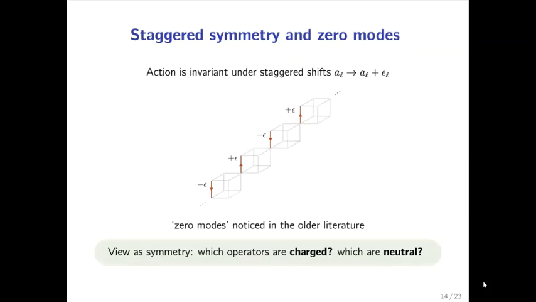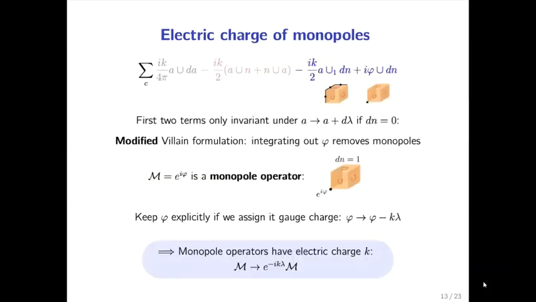Okay, so now let me move on to framing. But, I missed the conclusion of the previous slide. Yeah, so monopole operators are e to the i phi, but phi transforms under gauge transformations. So a monopole operator has charge k.